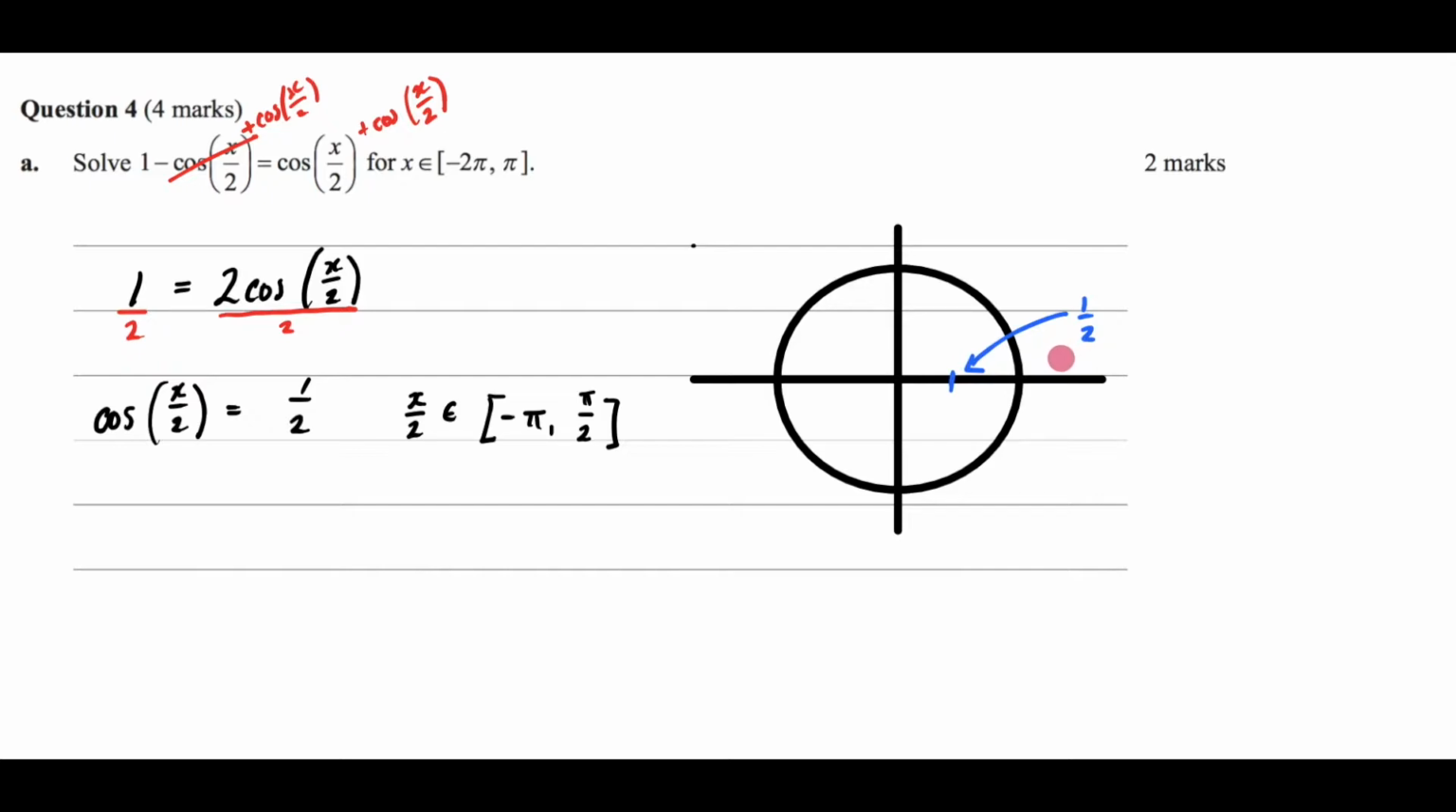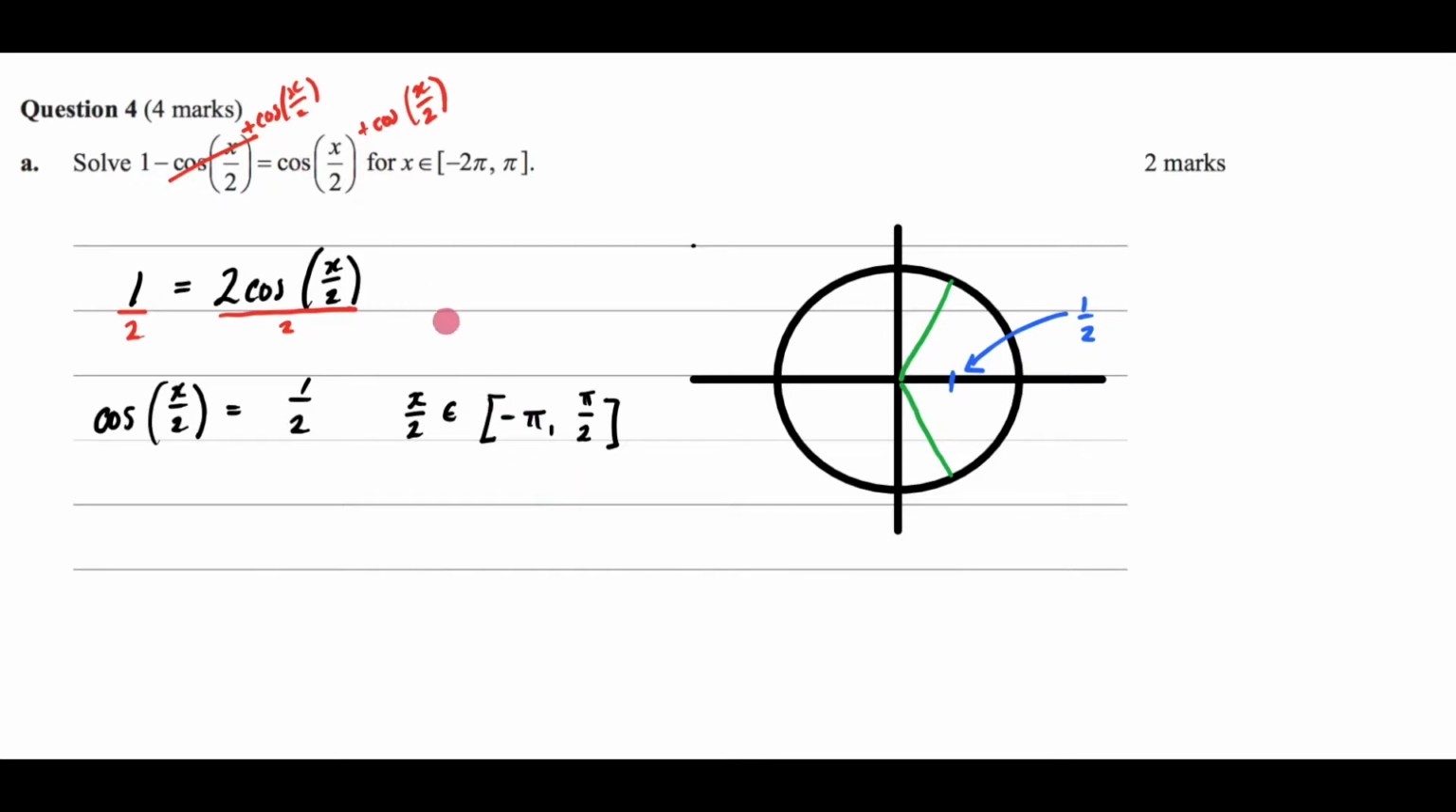And now what I'm doing is finding the angles which will get me this exact value. So that means it's going to be this one, and it's going to be this one right here. But before we start drawing in what our angles are going to be, we're going to have to consider our domain. And as you can see here, it's negative pi to pi on 2.